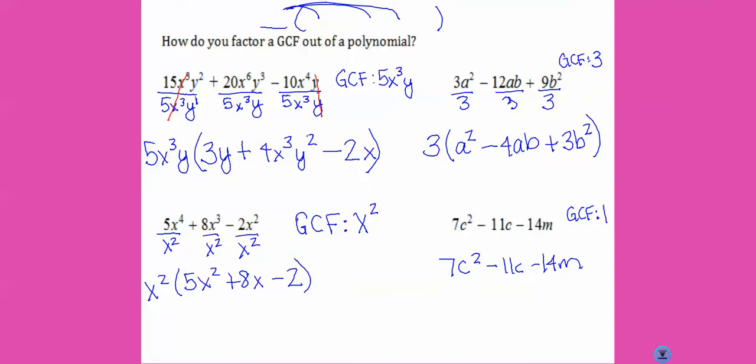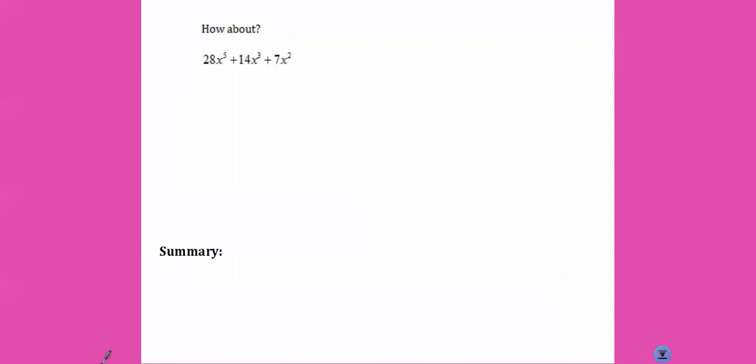Now let's look at a couple that are a little bit different. How about 28x to the 5th plus 14x cubed plus 7x squared? First, let's figure out the GCF. What goes into 28, 14, and 7? That would be 7. And what can we factor out from x to the 5th, x cubed, and x squared? That would be x squared. So our GCF is 7x squared.